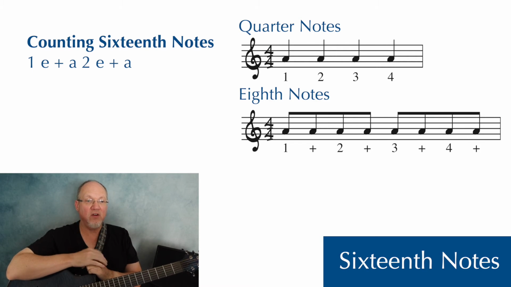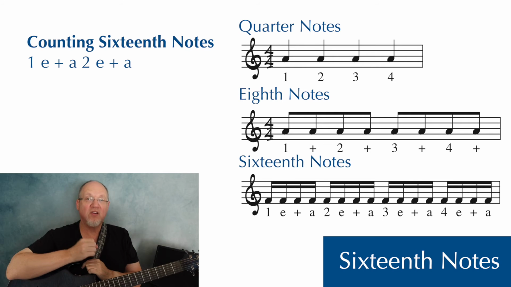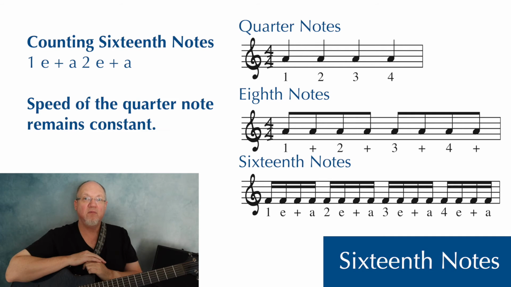You count eighth notes 1 and 2 and 3 and 4 and, and you count 16th notes 1 e and a 2 e and a 3 e and a 4 e and a. We're adding more notes within the beat, but the underlying beat stays the same.